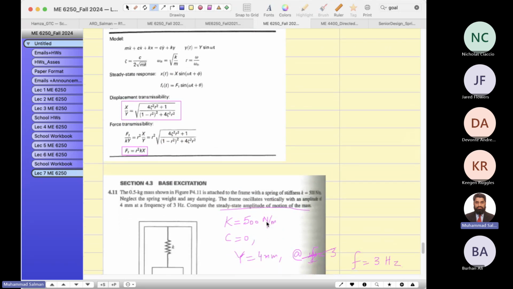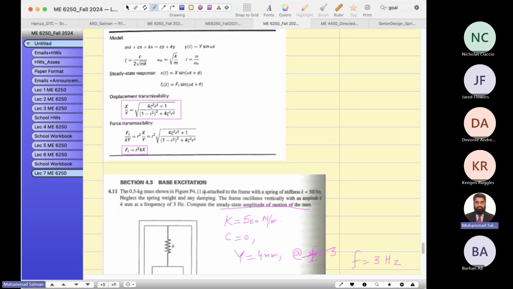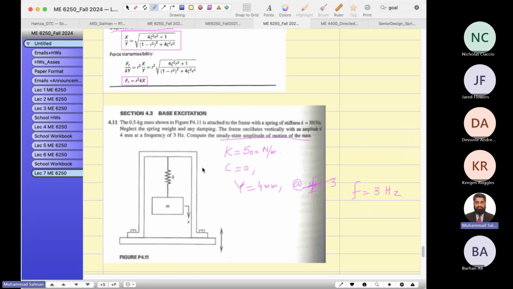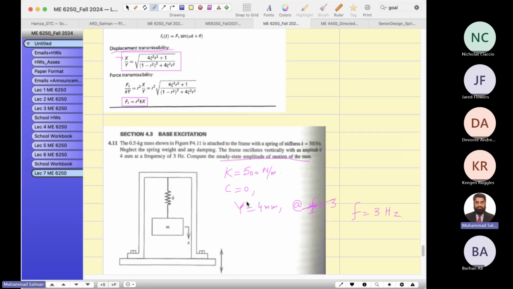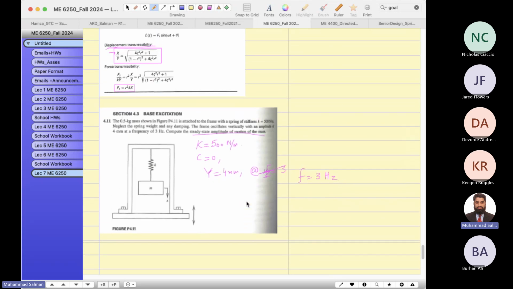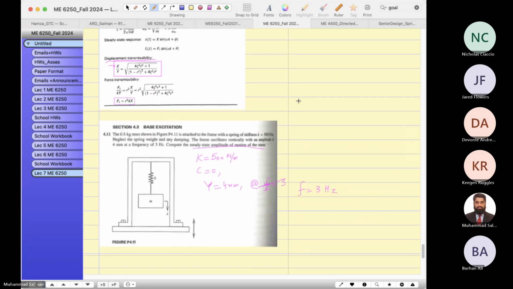Now, if I go to this formula, what do you suggest? Do you think I should start from the displacement transmissibility formula, right? So let's start from here, we have to find out this x. So let me write this down over here. So x over y. Output displacement divided by input displacement.